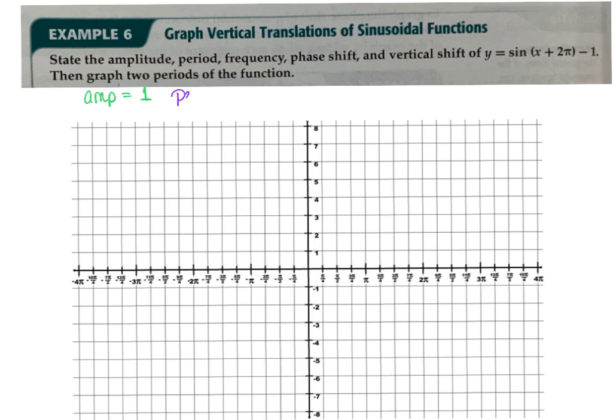Period, how do I find period? 2 pi over b. B here is 1, so they're being very nice to us, 2 pi. All right, frequency is just the reciprocal, right? So for frequency, it's just going to be 1 over 2 pi, just the reciprocal, all right? They want phase shift.